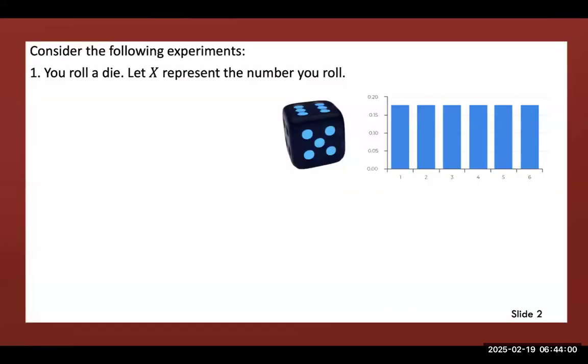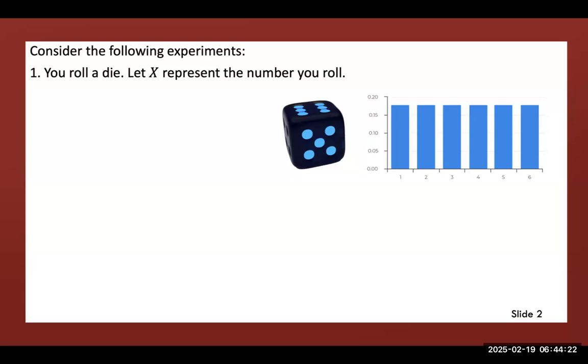So the word uniform means that everything is the same. So consider the following experiment. You're going to roll a die, and X is going to represent the number you roll. So X could be 1, 2, 3, 4, 5, or 6. And the chance that you roll a 1 is the same as the chance of you rolling a 2 or a 3, and so on.